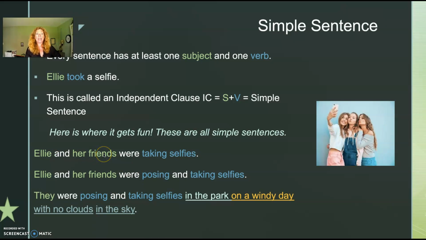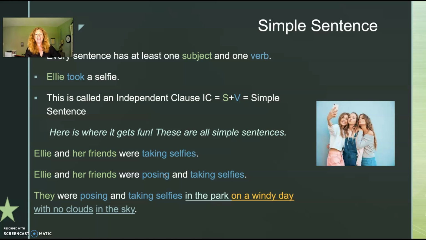The answer is yes, because Ellie and her friends is a compound subject. Okay, so we've got Ellie and her friends were posing and taking selfies. So here we've got two verbs, but is this still a simple sentence? Of course, the answer is yes. We have here a compound subject and a compound verb.